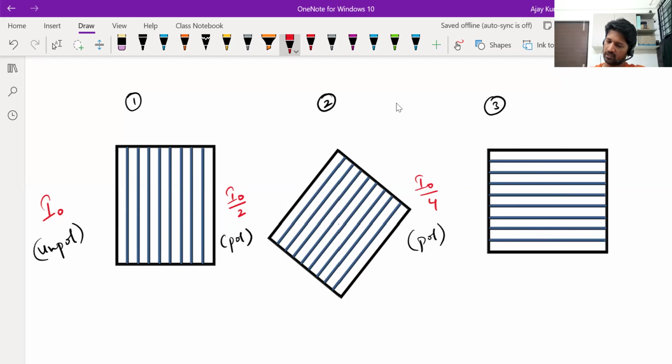The second polaroid restricts electric field to this direction, which is basically 45 degrees with the y-axis. The third polaroid restricts electric field to this direction, which is 90 degrees with the y-axis. So what will the third polaroid do to the intensity?